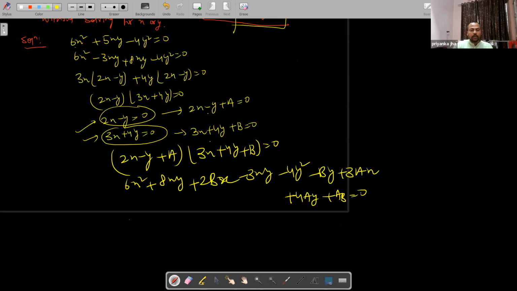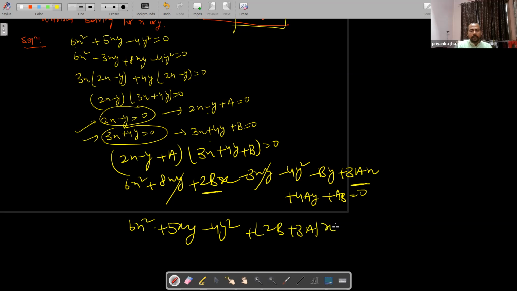Now 6x², this and this, plus 5xy minus 4y². x is here, x is here. So this is (2b + 3a) into x, and y is in both, so plus (4a − b) into y, plus ab equal to 0.